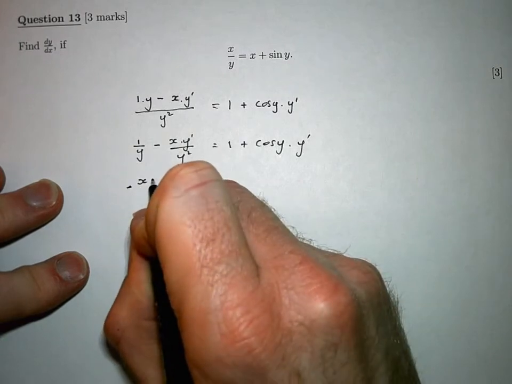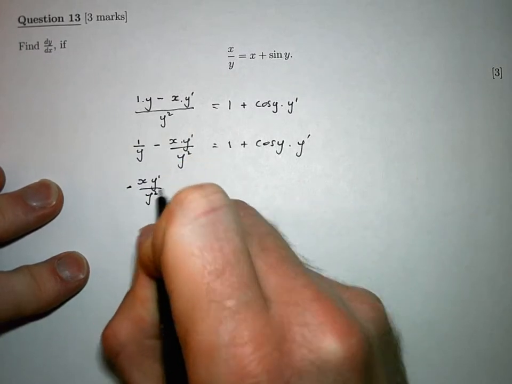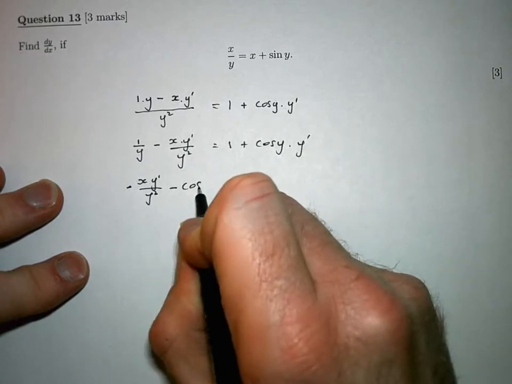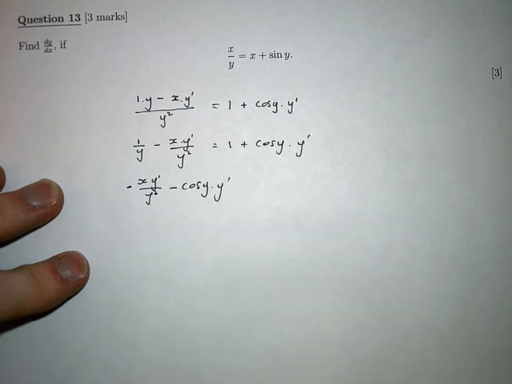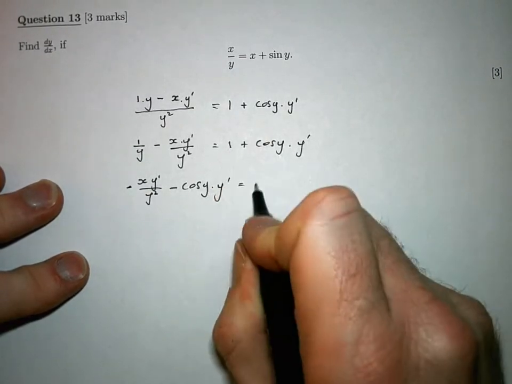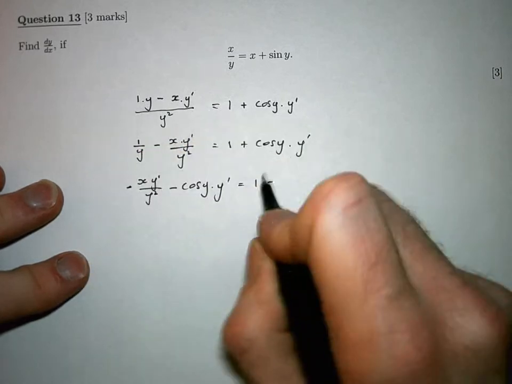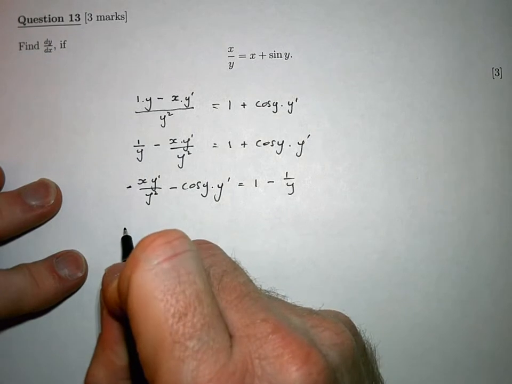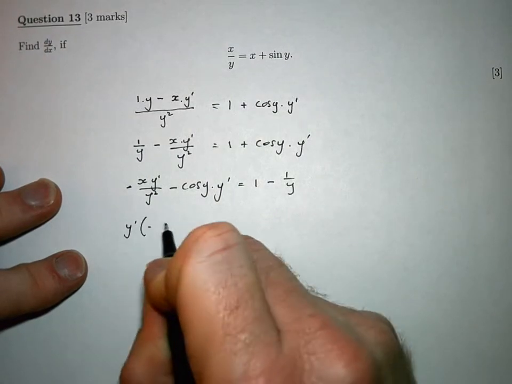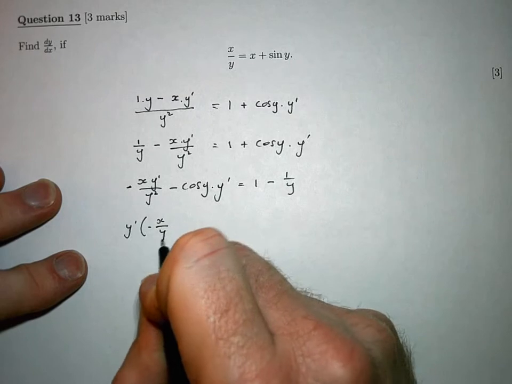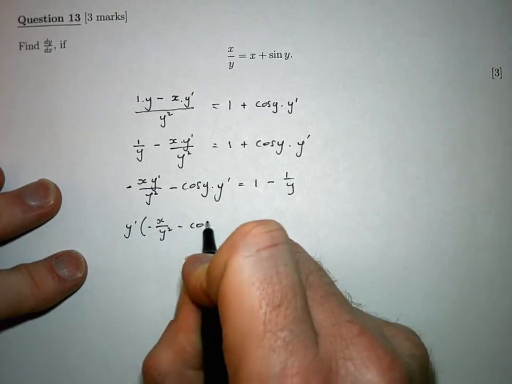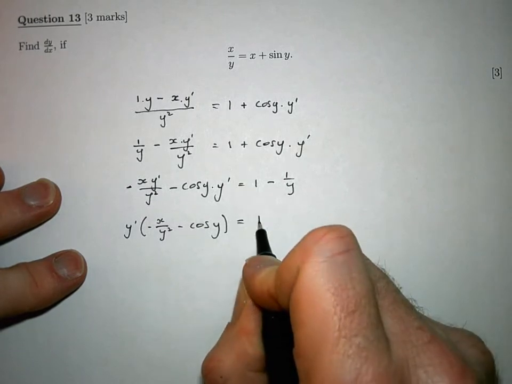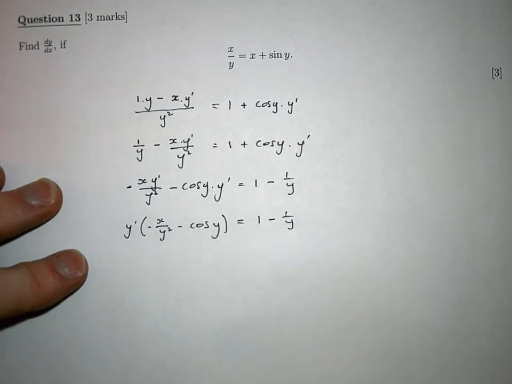So we've got minus x y prime all over y squared. Let's get this term across to that side, so that becomes minus cos of y times y prime, and that's now equal to 1 minus, we're going to take this thing across to that side, 1 over y. We want to solve for y prime, so we're going to take out a factor of y prime. That goes into x over y squared minus cos of y. And that's equal to still 1 minus 1 over y.